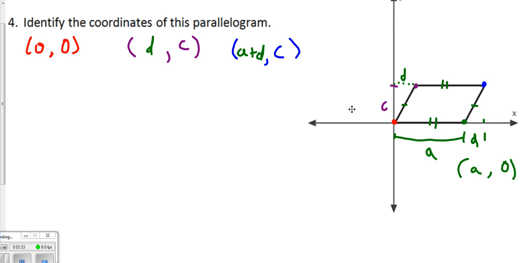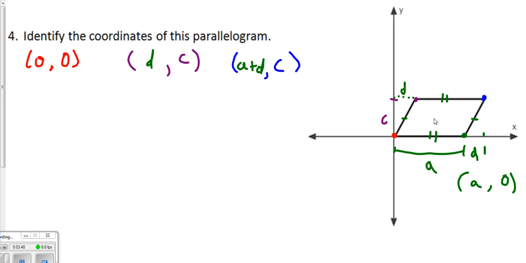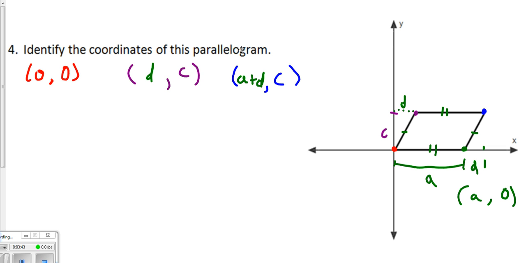Okay, and again, they're arbitrary, meaning this one we know is 0, 0. Everything else depends on the distance from that because it's a parallelogram. So we can call those values whatever we want, but the distance from here to here is the same as the distance from here to here. The distance from here up is the same as the distance from here up. Has to be because it's a parallelogram.